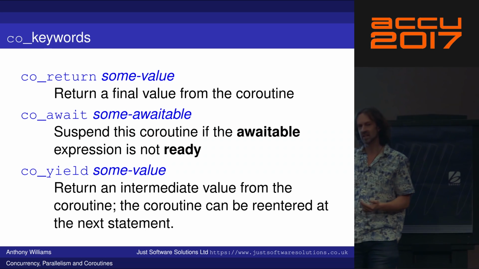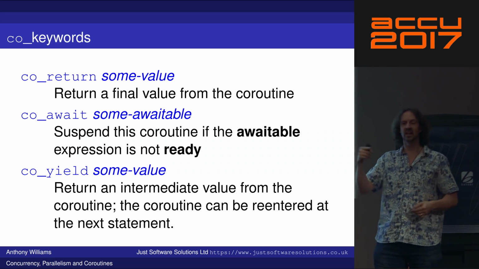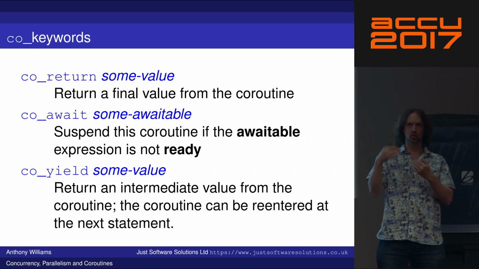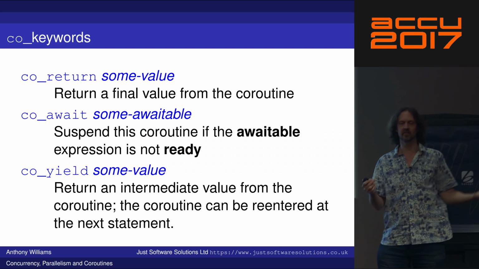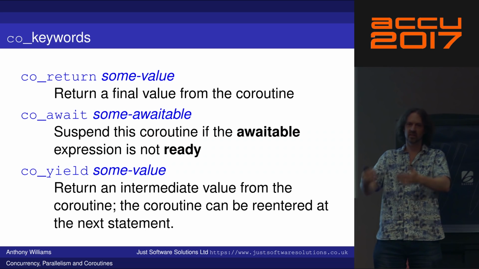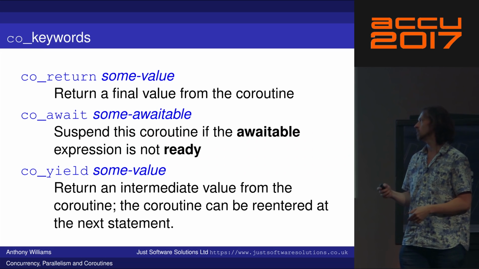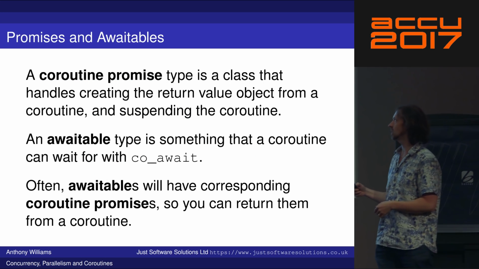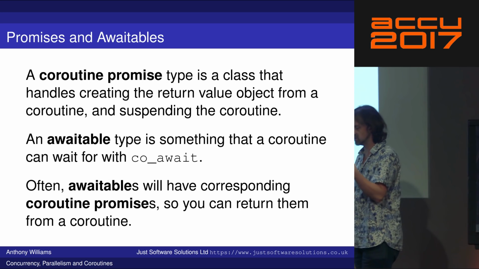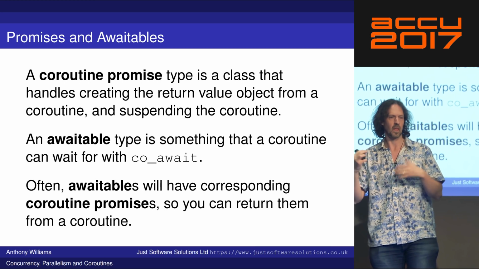And then, of course, we've got co-yield. Now, this is for returning an intermediate value. So you call co-yield, it returns to the caller passing out that value. Your coroutine can then be resumed on the next line. This can be used to generate a sequence of values from a single coroutine. The coroutine promise type that's associated with the return value determines how these keywords work within your coroutine.